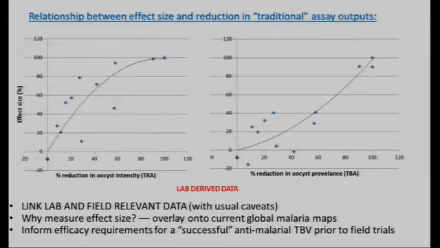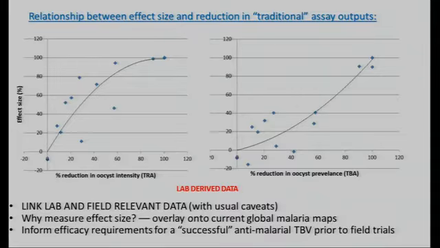So these two graphs are preliminary data, but they describe the relationship so far. The graph on the left-hand side is the relationship between reduction in intensity and effect size on the y-axis. On the right-hand side, we've got the percentage reduction in oocyst prevalence compared to effect size. So you can see there are various points. We're trying to collect more data to fill these graphs out as we go along, but you can see the relationship between the two, drawing a line of best fit through those.